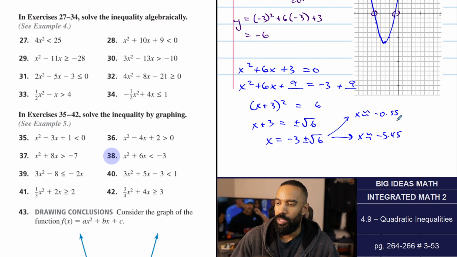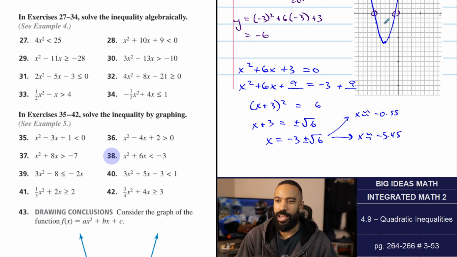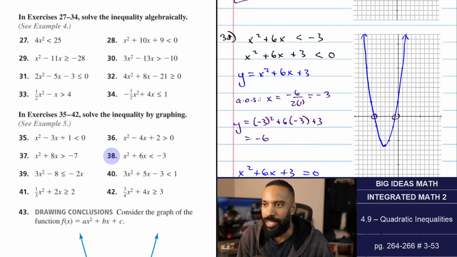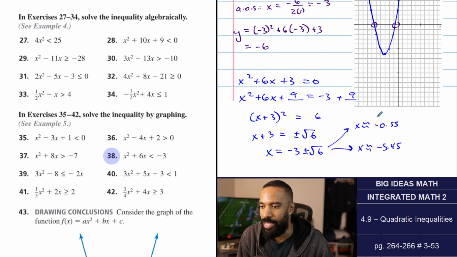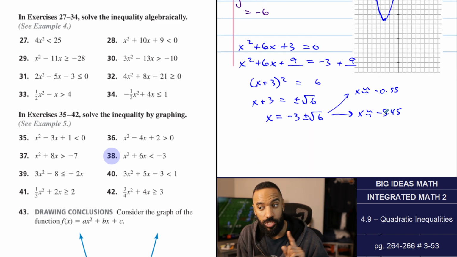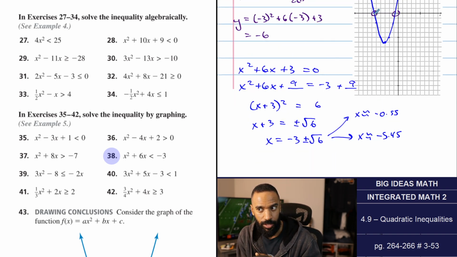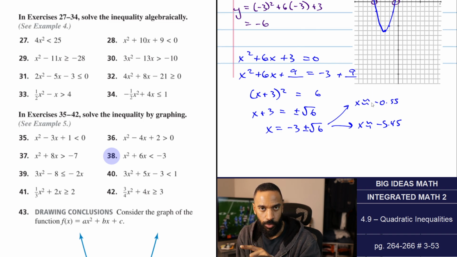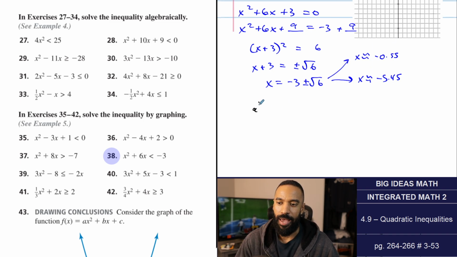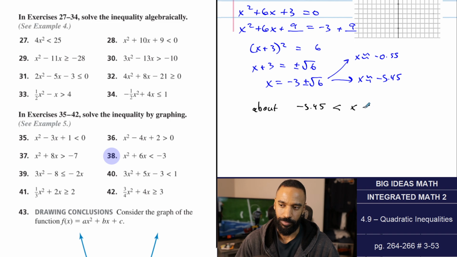About. So those are the critical values that we're talking about. Which ones will keep us, again, less than 0, are the ones underneath. They're just in between negative 5.45, which is the left value, and negative 0.55, the one on the right. So we're going to say about, because it's irrational again, being between negative 5.45, non-inclusive, and negative 0.55, like so.